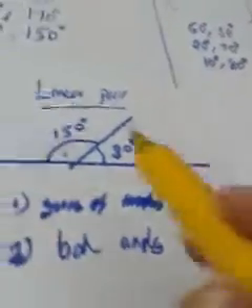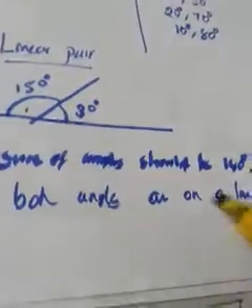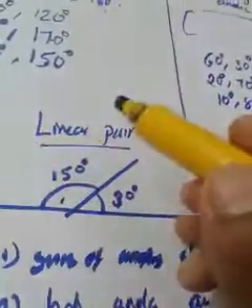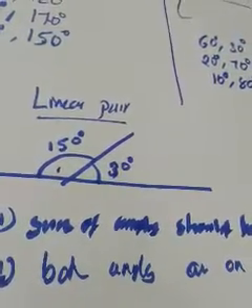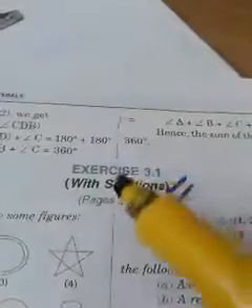If the sum of two angles is 180 and if both angles are standing on a line, then it is known as a linear pair. You may have understood the difference between linear pair and supplementary angles. I think so. Okay. Now I am going to open exercise 3.1. Just focus on the first question.